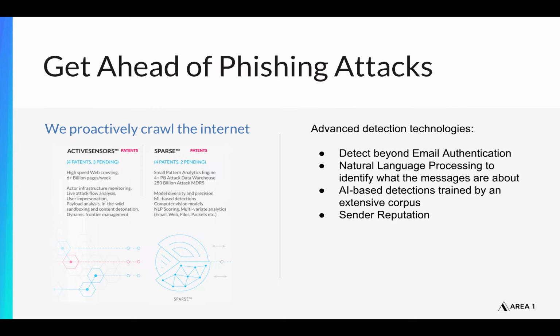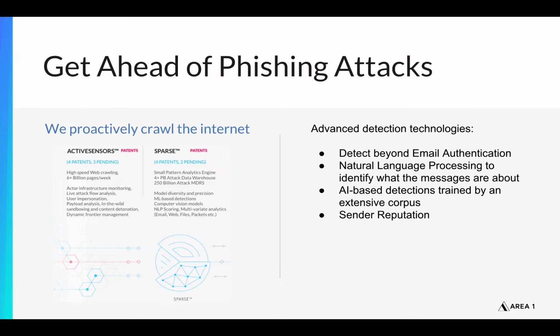At Area 1, we take different approaches to detecting these phishing attacks. Our core technology relies on our ability to detect these campaigns before they are weaponized, looking at compromised infrastructure, understanding the campaigns and the tactics the attackers are setting up, and then feeding that data through our crawler so we can determine where else we see these attacks.